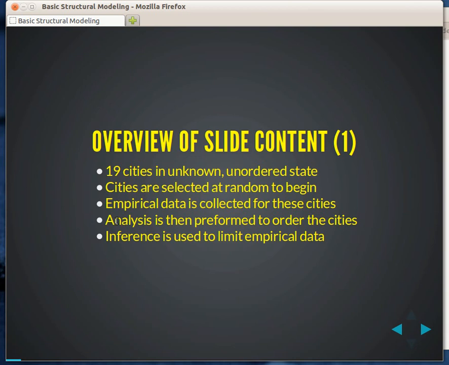The overall fundamental objective of this type of process is to minimize the amount of empirical data collected and maximize the inference that's used to order the cities. Because empirical data and sampling has a cost associated with it, you would be minimizing the cost of the ordering and structuring activity by using inference. So this is basically a cost minimization type of approach for structuring complex systems.